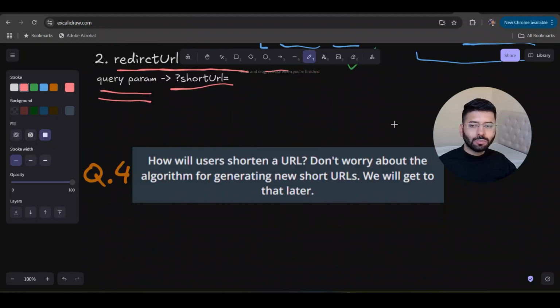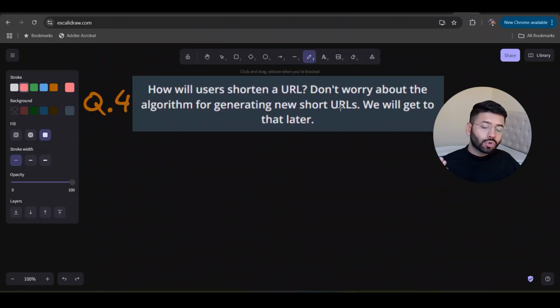Now after this, let's move to the fourth question. The fourth question was, how will we get the short URL? The interviewer also mentioned that for now I don't need to worry about the algorithm for generating the new short URLs because that would be covered later. So for now I had to just draw the basic high level design of the components that would be required to generate the short URL and explain the same. So let me share the answer that I gave for this question.